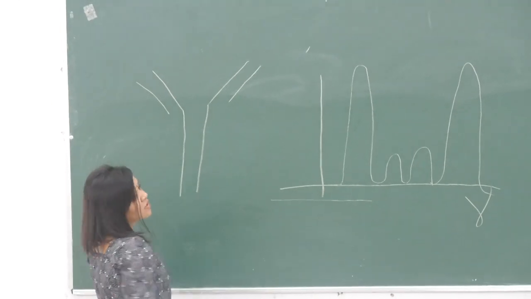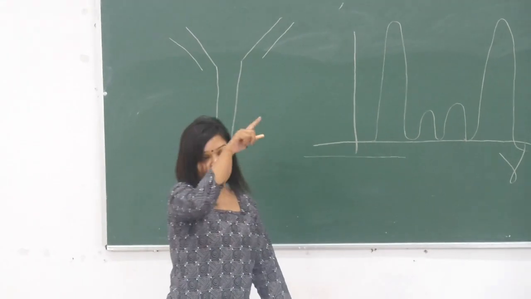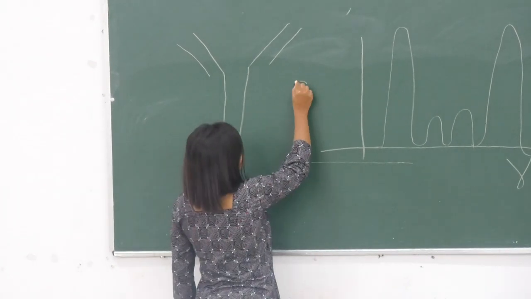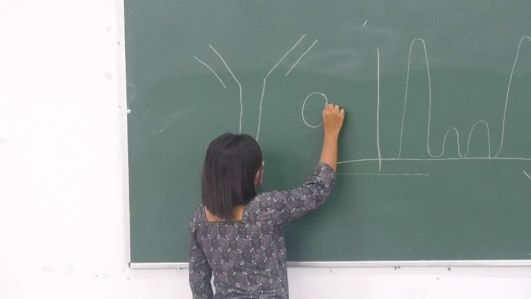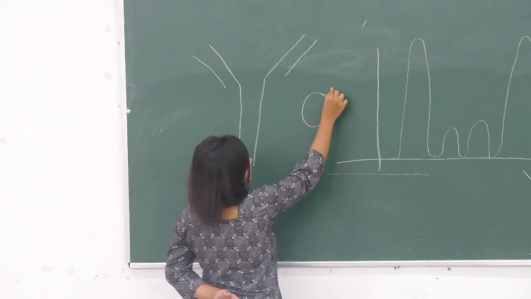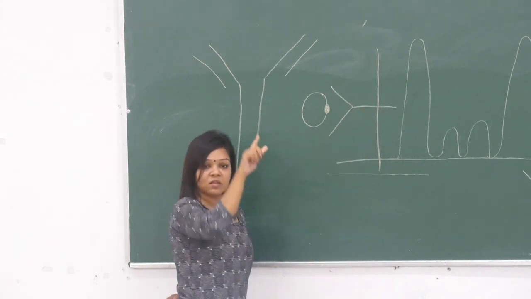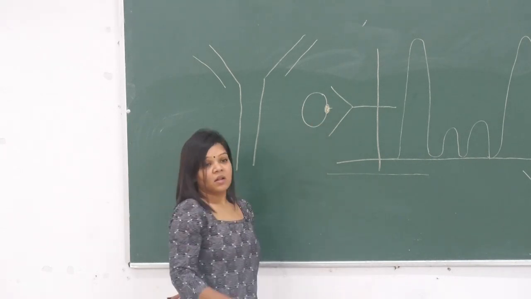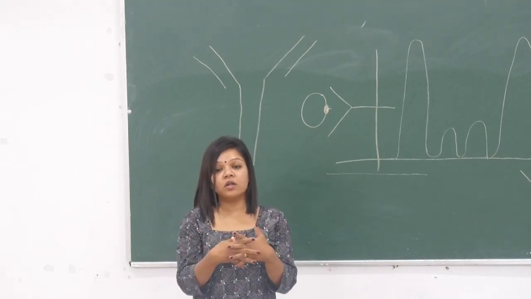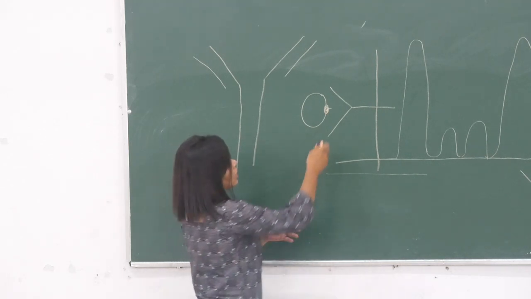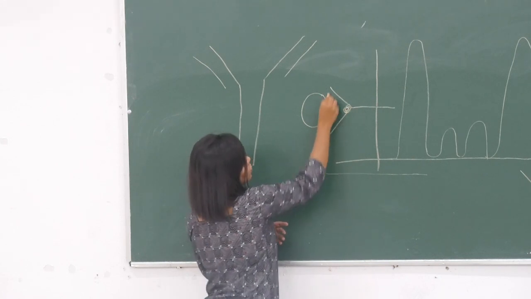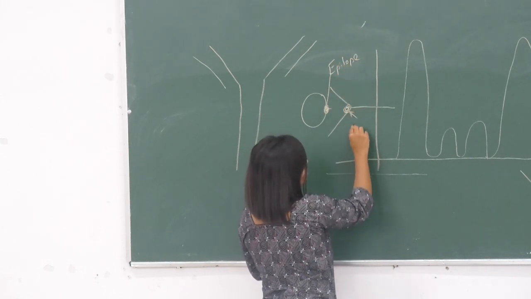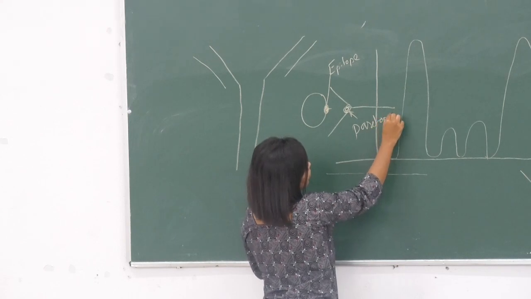Okay, the structure of antibody. Generally we mark antibody like this, with a point which gets attached to an antigen. Antibody is written as a Y. The place where the antigen gets attached to the antibody is called the epitope. And this is called the paratope.